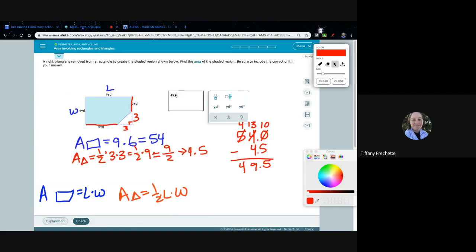So 49.5, and then I'm doing area, so I want to do squared because it's yards times yards. So let's see, will they let me do it?